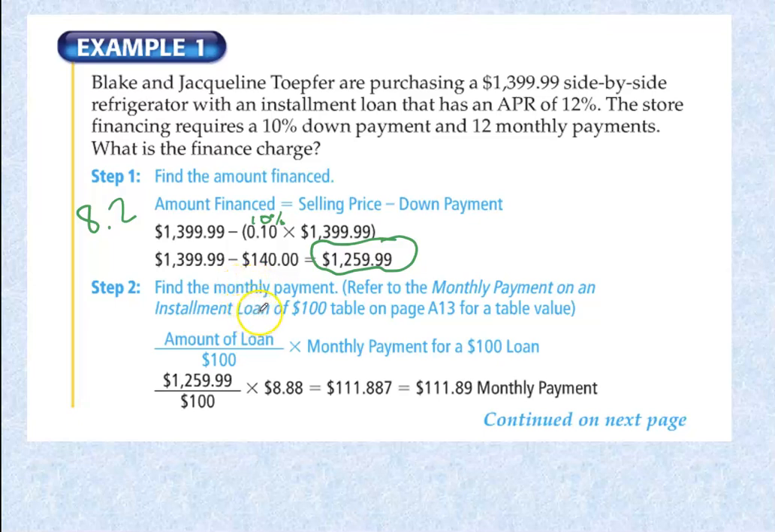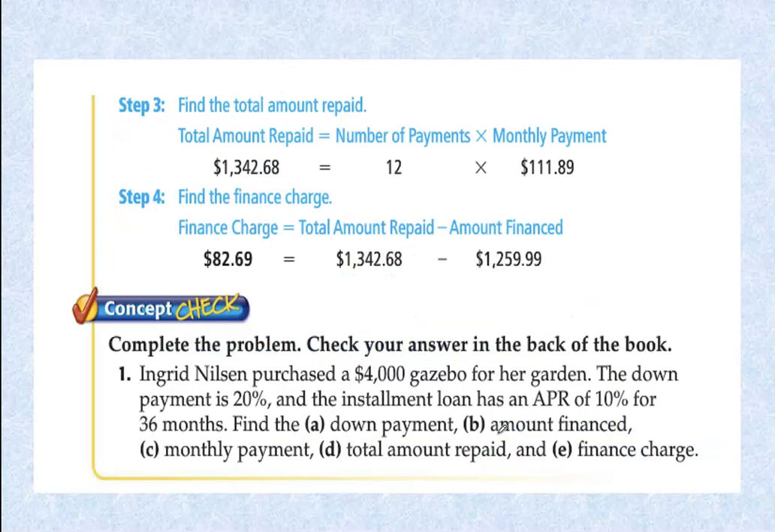Then for step 2, you take the amount of the loan divided by 100 times the number on the chart. If you went to the chart and found 12 for 12%, you would get 8.88. So now I have my monthly payment. Every month they're going to pay $111.89. That's my step 2. Now that I have my monthly payment, I'm going to times it by the number of payments, and I get $1,342.68.